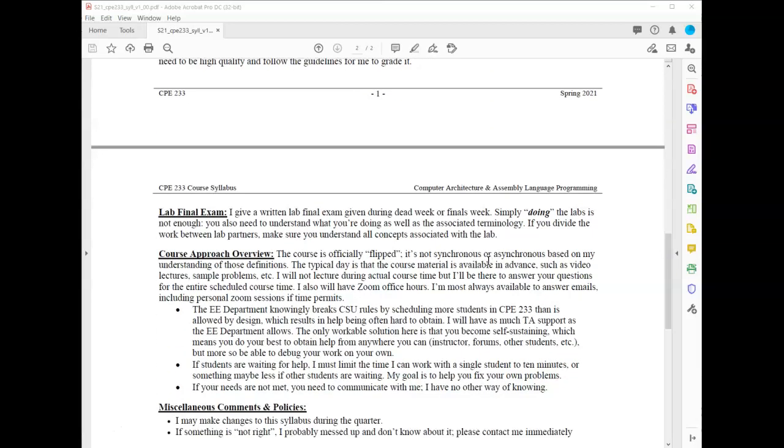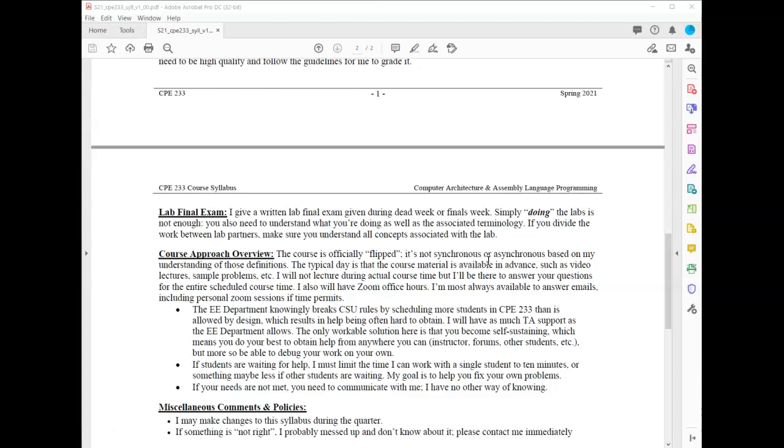I do give a lab final and a lecture final. The lab final is either going to be during dead week or during finals week. And the big notion here is just, don't just do the labs. You've got to understand what you're doing. They're out there for a purpose. If you miss that purpose, you're going to have a hard time in the rest of the class.